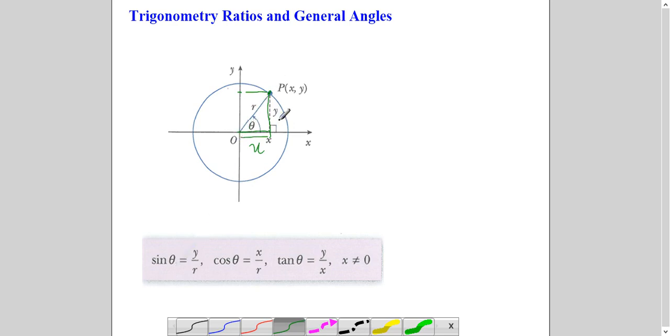Now if you see, sine is what? Y over r. Why? Opposite over hypotenuse. Cos is what? Adjacent over hypotenuse. Tan is opposite over adjacent. So you just need to understand this concept. Where we will apply, you will see it later. But if it is written like this, do not get confused what it is about.